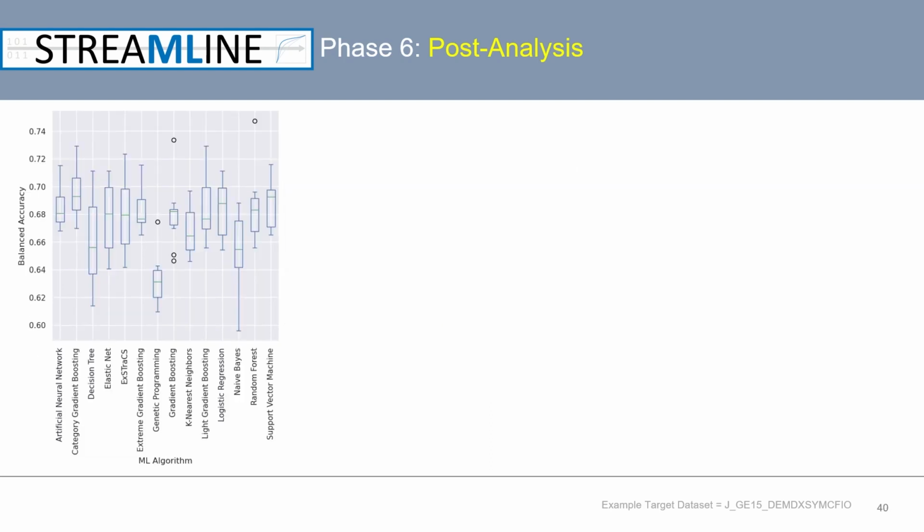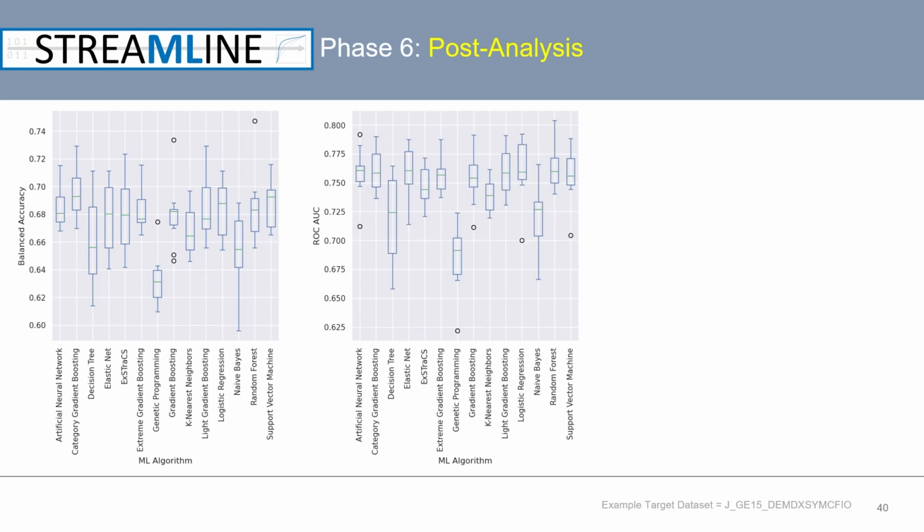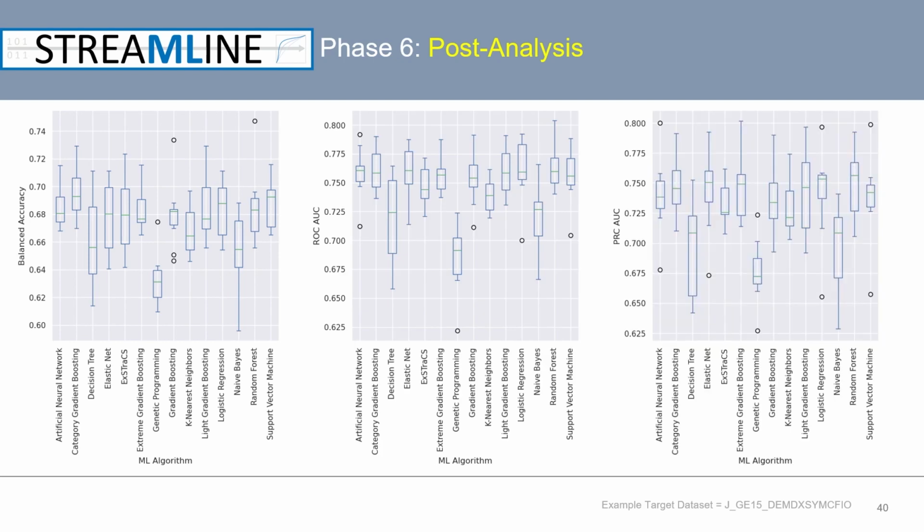Streamline also generates box plots, comparing algorithm performance on each of the cross-validation datasets. Here we have the box plot for the balanced accuracy metric. And here's one for area under the ROC curve, and one for area under the precision recall curve. These box plots are generated for all classification metrics and algorithms by default.